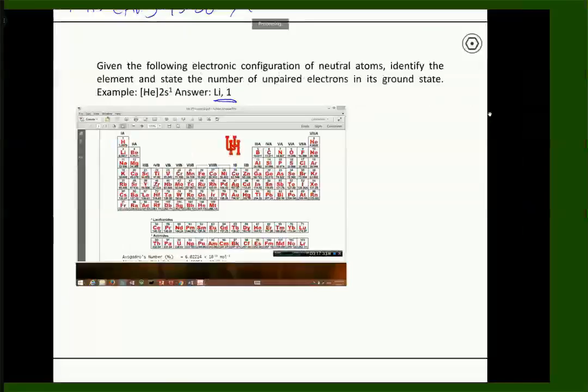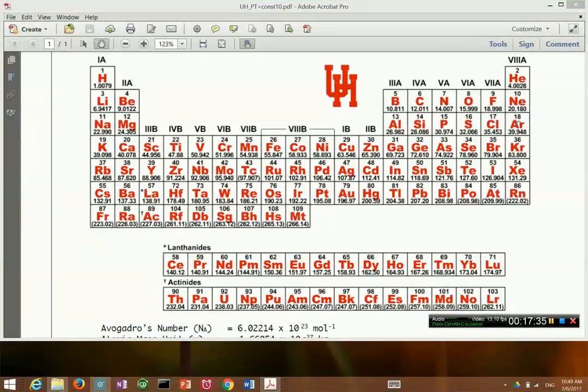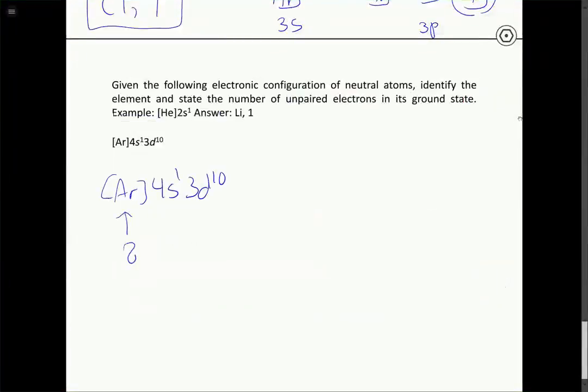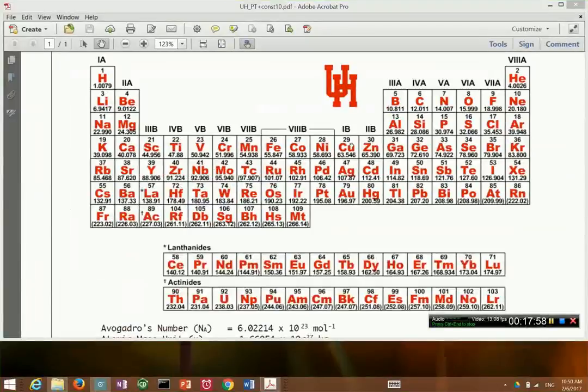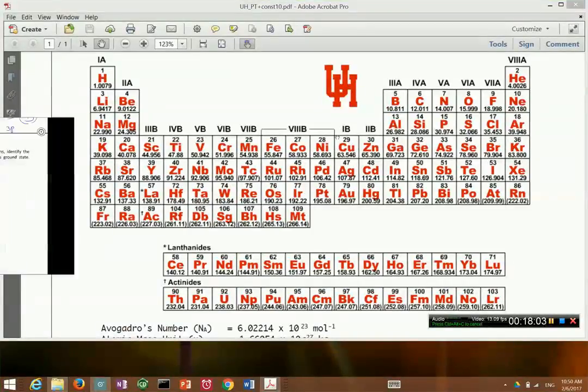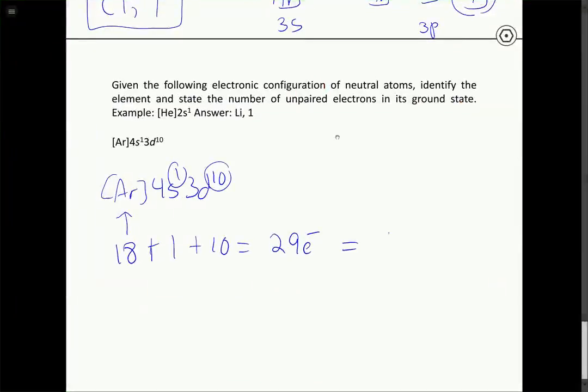And so argon are the core electrons. That's going to be atomic number of 18, so there's going to be 18 core electrons. We have 1 electron in the 4s, 10 electrons in the 3d. So it's going to be a total of 18 plus 1 plus 10 is 29 electrons, and so the atomic number is going to be 29 for this neutral element. We go to the periodic table, and that's copper, atomic number 29. Alright, we saw the configuration of copper earlier. It's one of those exceptions.